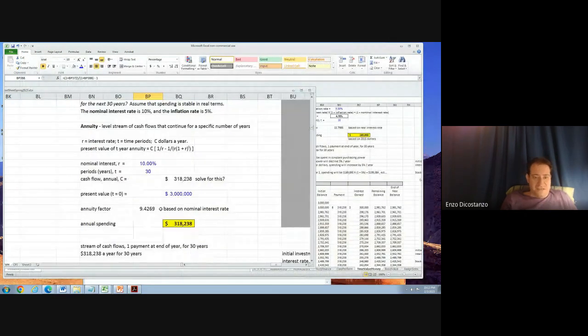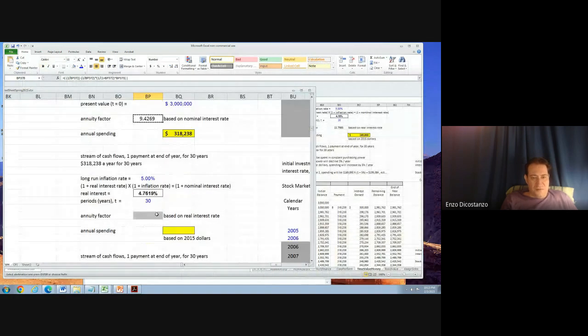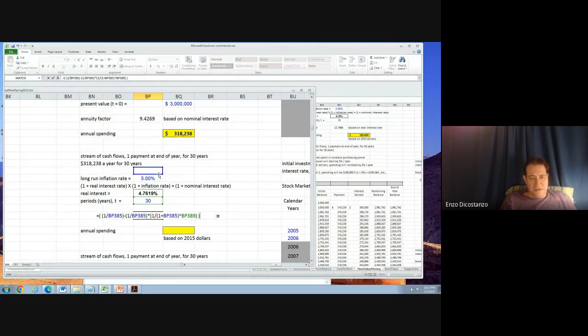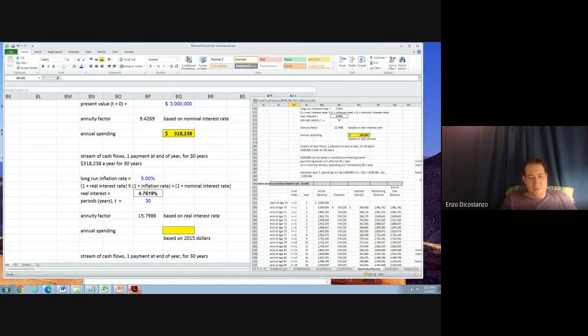The factor, instead of typing that big long complicated formula, we'll click in here and connect this to the 30 and this rate. Okay, the factor is 15.798.